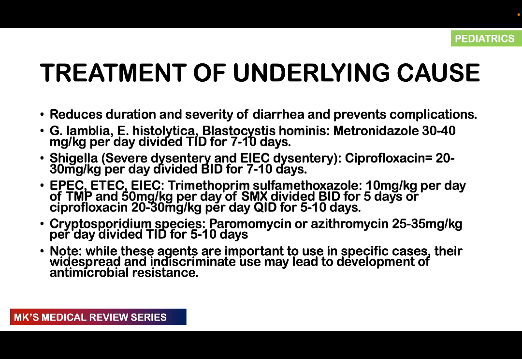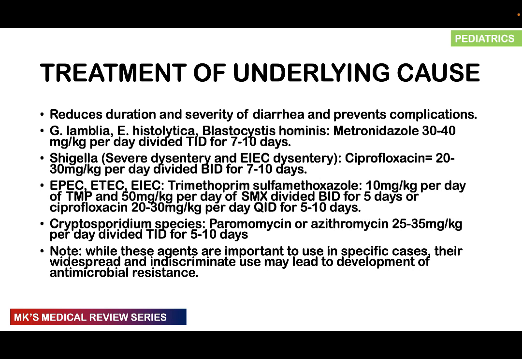For those that have Shigella, severe dysentery, and even E. coli associated dysentery, you may give them Cipro 20 to 30 milligrams per kg per day in 2 divided doses, 7 to 10 days. Then for those with E. coli, you may give them trimethoprim sulfamethoxazole 10 milligrams per kg per day of trimethoprim and 50 milligrams per kg per day of sulfamethoxazole divided in 2 doses for 5 days, or Cipro 20 to 30 milligrams per kg per day in 4 times a day for 5 to 10 days.